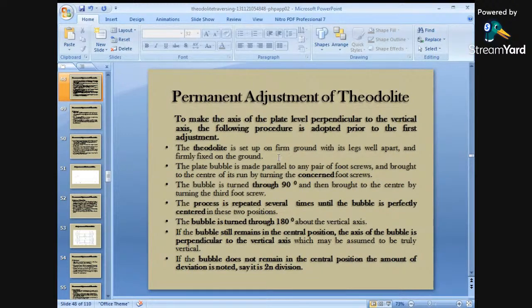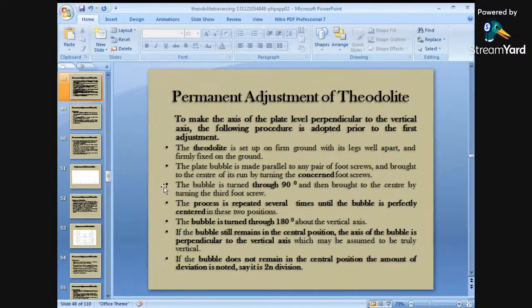So you need to fix the theodolite firmly into the ground with the help of your tripod stand. Then after that, the plate bubble is made parallel to any pair of the foot screws, and the bubble has been brought to the center of its run. What you have to do is perform your leveling operation. The plate bubble has been made parallel to two foot screws, and they are being moved inward or outward, and then the bubble is coming to the center.